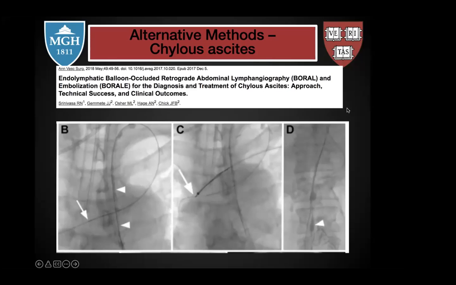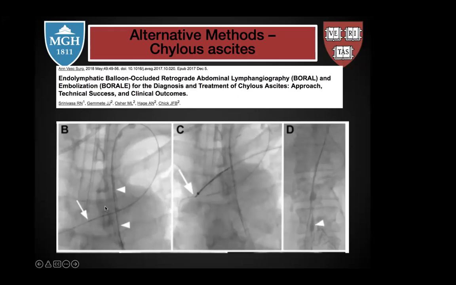There is another technique that's been described for chylous ascites. Chylous can be a tricky entity. The initial approach is through intranodal lymphangiography. If you don't see the site of leak, though, this is a technique that was described where the authors used balloon occlusion to identify the source of leak.